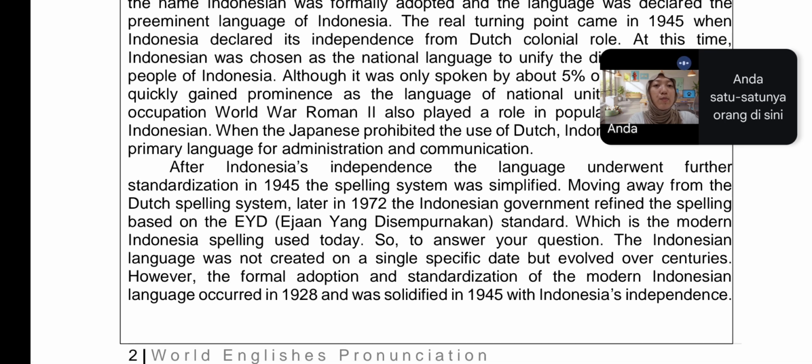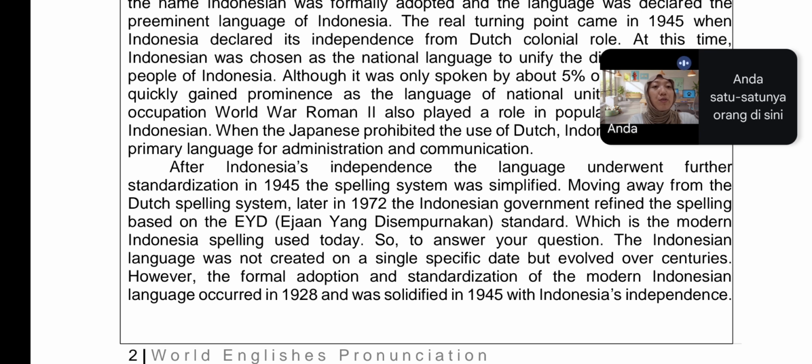After Indonesia's independence, the language underwent further standardization in 1945. The spelling system was simplified, moving away from the Dutch spelling system. Later, in 1972, the Indonesian government refined the spelling based on the EYD, Ejaan yang Disempurnakan, standard, which is the modern Indonesian spelling used today.